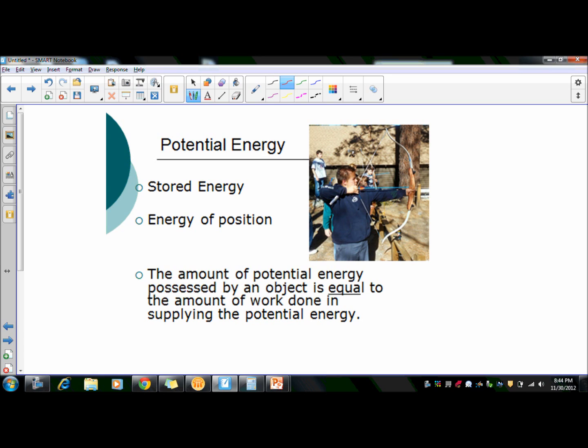In the example here, where we have an archery class, what this student has done is pulled the bow back. He has done work to the bow. He is storing a certain amount of energy because his work on the bow has given that bow some energy, and now that arrow also possesses that stored energy. The amount of potential energy possessed is equal to the amount of work done. So if he did 100 joules of work to pull this bow back, then the bow and arrow combination would gain 100 joules of potential energy.